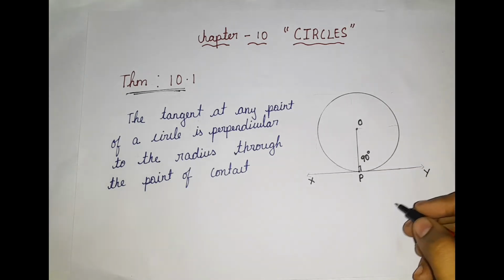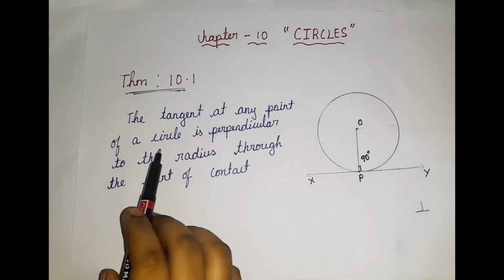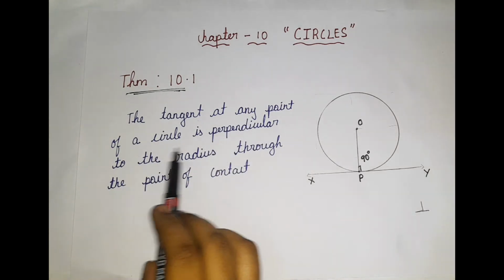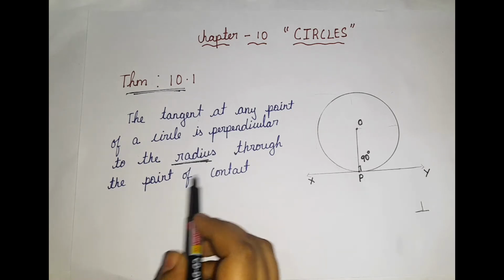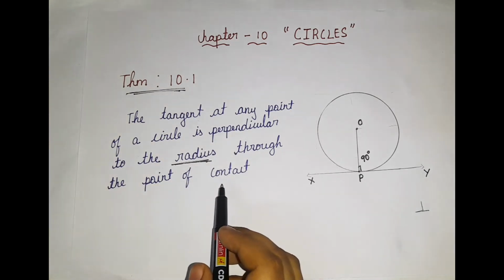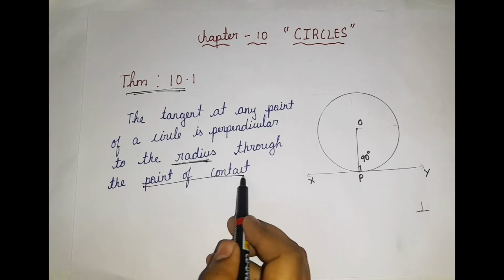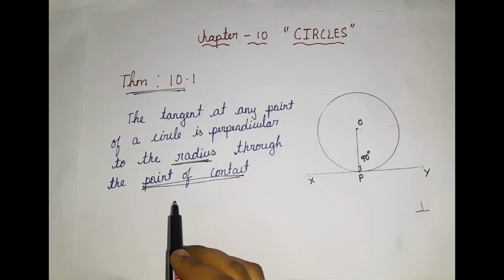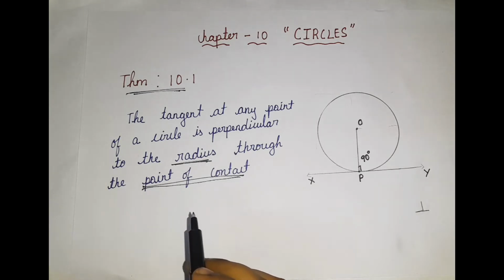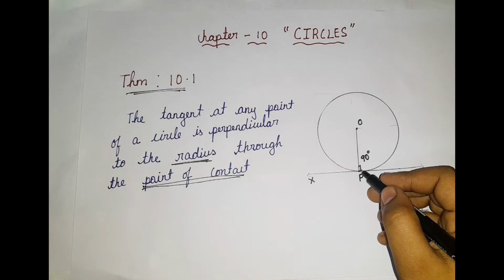You might be wondering, the tangent at any point of a circle is perpendicular to the radius, am I right? So it is perpendicular to the radius through the point of contact. So what is this point of contact? Please note this, it is really important. What is this point of contact? Here we have one point, am I right?